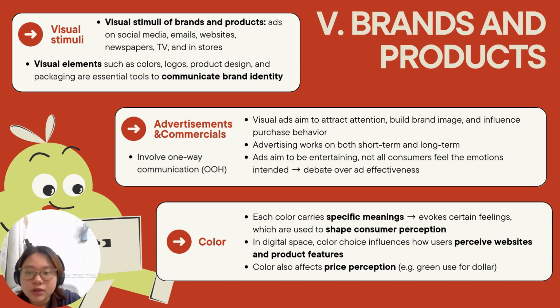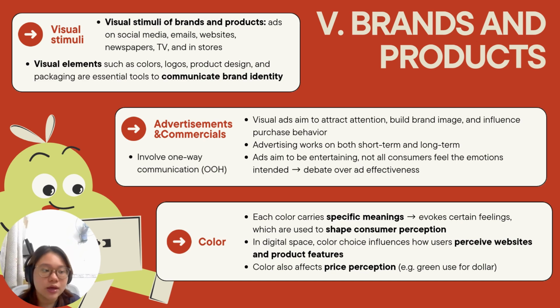For instance, colors can be listed as functional colors like blue, which fit better with functional products, and social colors like red, which fit with social products. And in the digital space, color choice actually influences how users perceive the website and the product features too. For instance, when you choose a calm color like blue or green, it can encourage users to stay longer on the page and explore more deeply about the brand or the product.